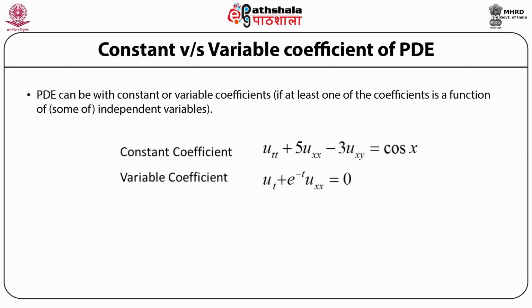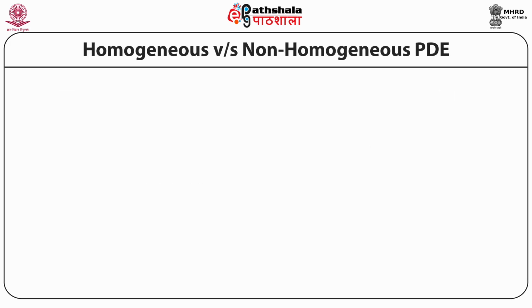When it is variable, when the constant, let's say like here in the second equation, second term, it is e power minus t into u of xx. U of xx is the differential equation term, and e power minus t is the coefficient. The coefficient changes with respect to time, so it is a variable coefficient. We are going to see what is a homogeneous versus a non-homogeneous partial differential equation.